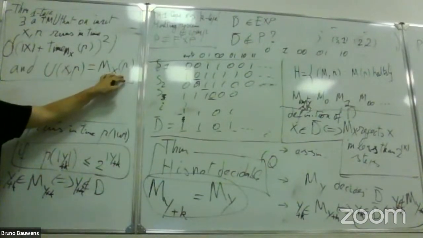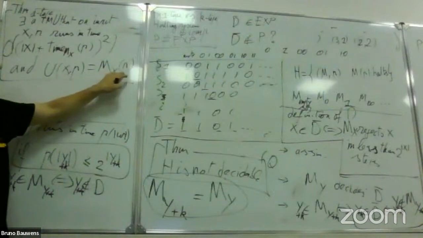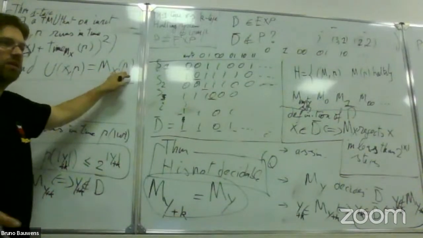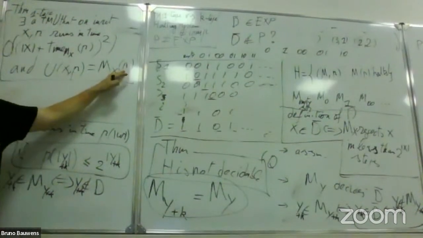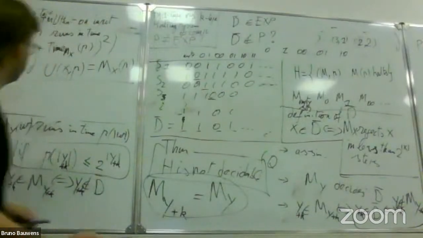If MX accepts, then U should accept. If it rejects, or if it's undefined, if MX on P gets in a loop or halts in another state, then the same thing should happen for U. Okay, and so how will we prove it?